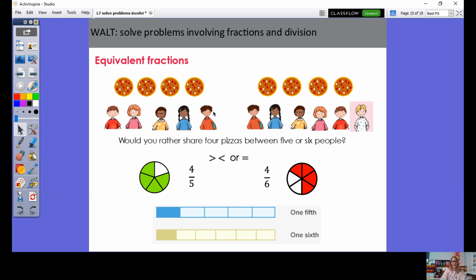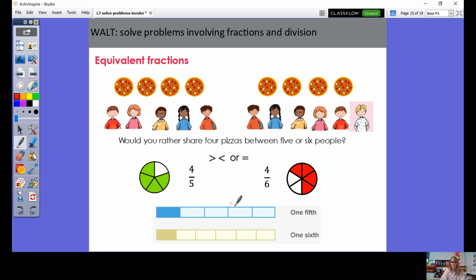Okay, so hopefully you've recognised that there's the same number of pizzas, but there's more people in this group. So if there are more people, there's going to be less pizza to go around. So hopefully you can see in your representations here that if I have 4/5, it's bigger parts. So remember, the smaller the denominator, the bigger the parts are, the bigger the fraction, which we discussed in a previous lesson. So you can see this one's split into 6 parts, so the parts are slightly smaller. So if I was in this group of people, I would get slightly more pizza.